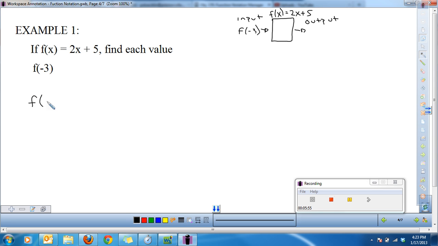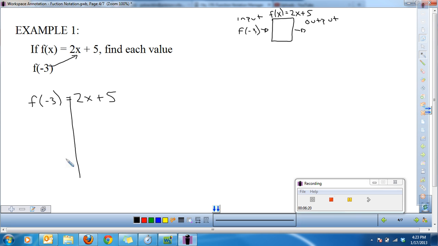So the way we're going to write this is we're going to say f of negative 3 equals 2x plus 5. I just rewrote this by replacing the negative 3 with x. Now, notice that the x was replaced by negative 3. What that means is that we're going to replace every x in this side of the equation with a negative 3.